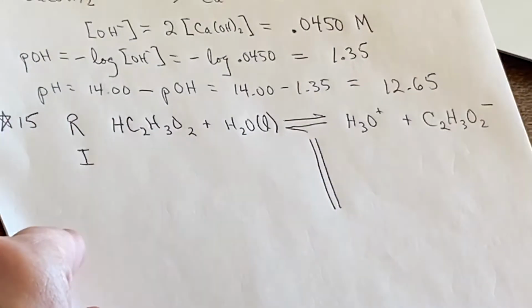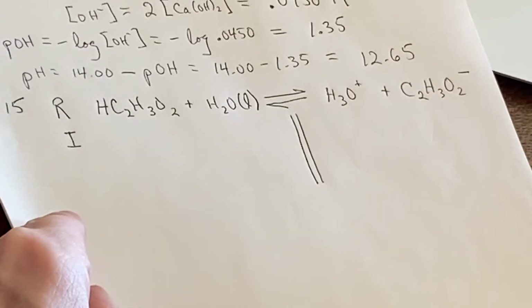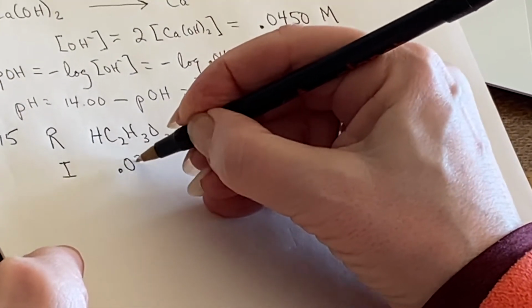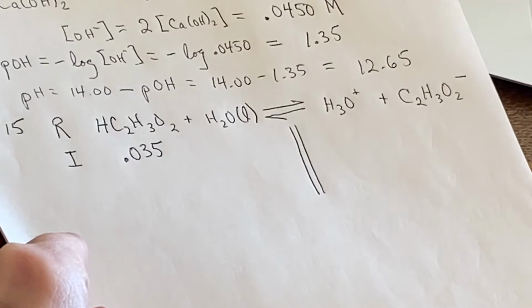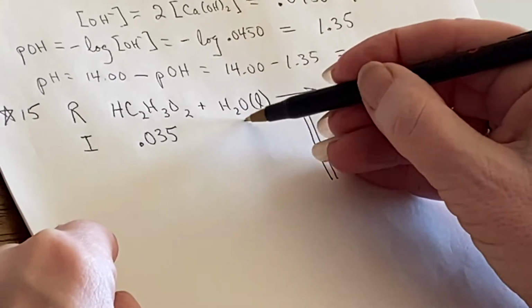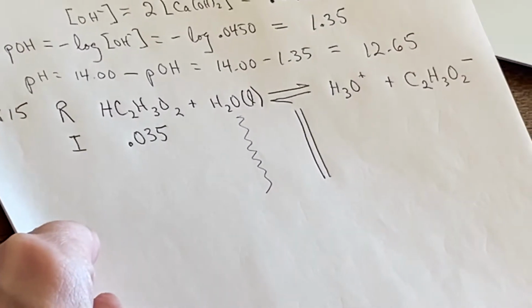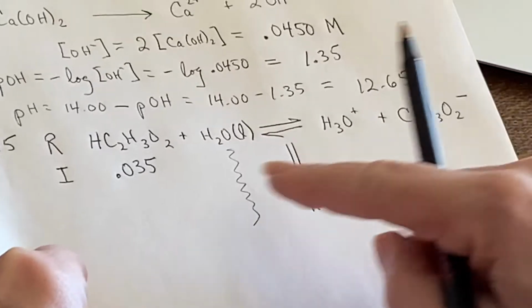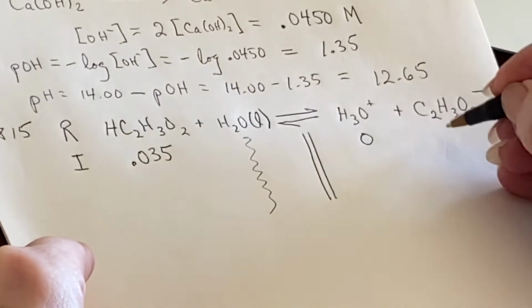Initially, that's the I, they told me it was a 0.035 molar solution. This is a liquid. It doesn't appear in the equilibrium constant, so I don't have to write anything for that. All the way through, I don't have to write a darn thing for H2O. Initially, it hasn't fallen apart.